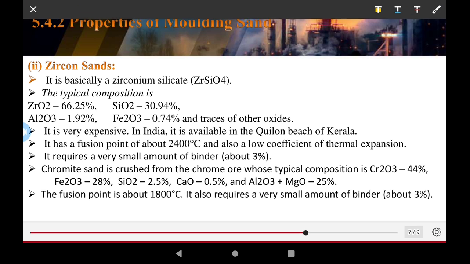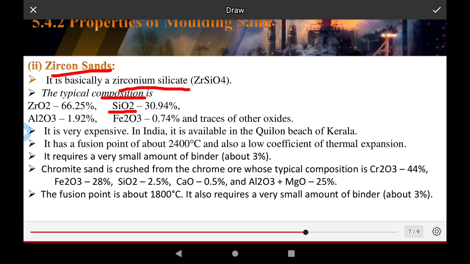Properties of molding sand, continued. Zircon sand is basically zirconium silicate, ZrSiO4. The typical composition is ZrO2 66.25%, SiO2 13.94%, Al2O3 1.92%, Fe2O3 0.74%, and trace oxides. It is very expensive in India. It is available on the coast of Kerala. It has a fusion point of 2400 degrees Celsius, also a low coefficient of thermal expansion. It requires a very small amount of binder, about 3%.